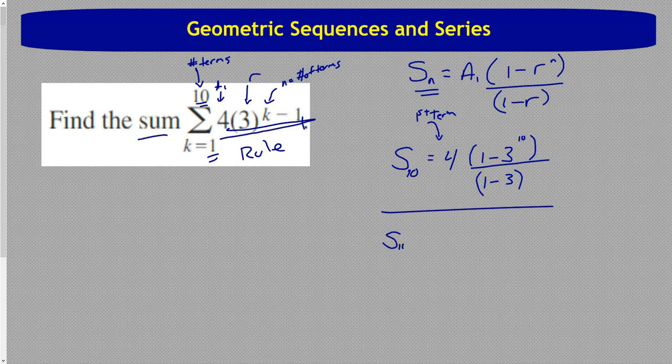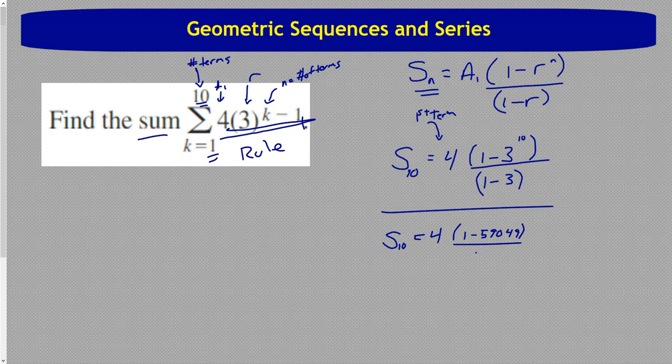So S sub 10 is equal to 4, times 3 to the 10th power. That's a calculator thing for sure. I'm going to do most of this on a calculator. So I'm going to go 3 to the 10th power, enter. It's 59,049. I'll write it out just so you can see it, but I would not do this separately. 59,049.